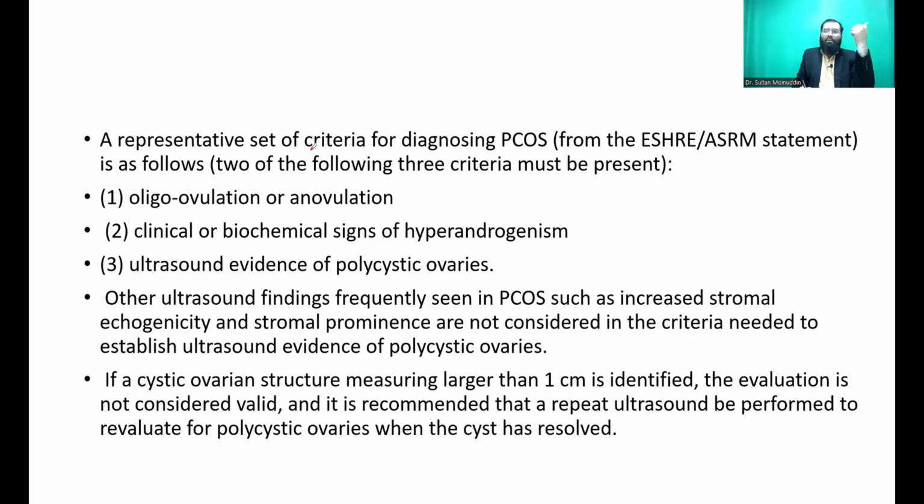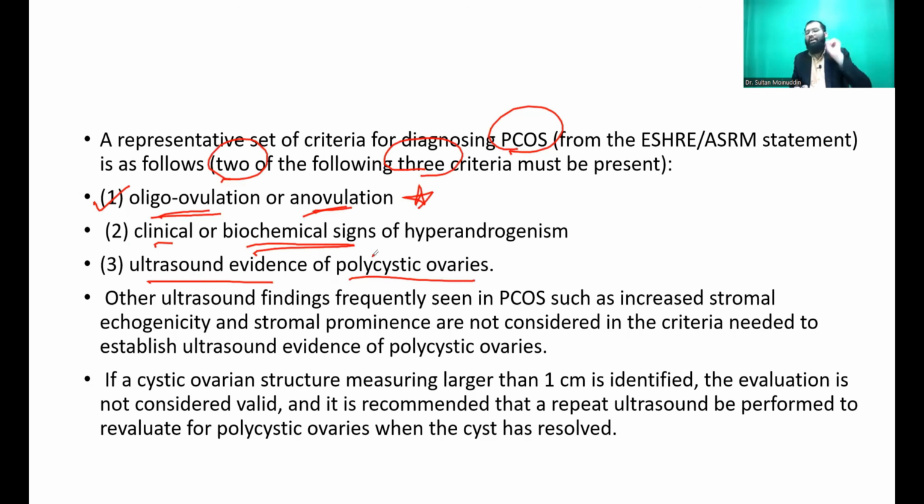So the set of criteria for diagnosing PCOS is there has to be oligo-ovulation or anovulation. This is a very, very important criteria, and there has to be 2 out of these 3 criteria to call it PCOS. Second is clinical or biochemical signs of hyperandrogenism. And third, ultrasound evidence of PCOS. Just on the basis of one, you cannot call it PCOS. At least 2 have to be there, 2 or more than 2.